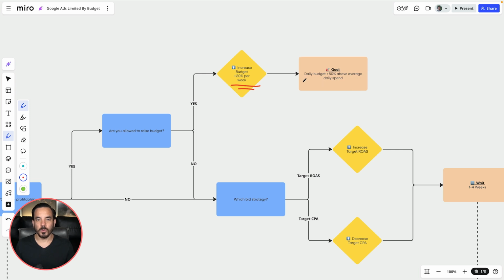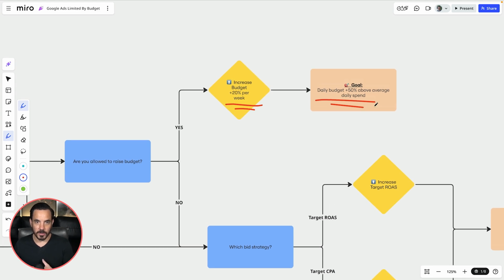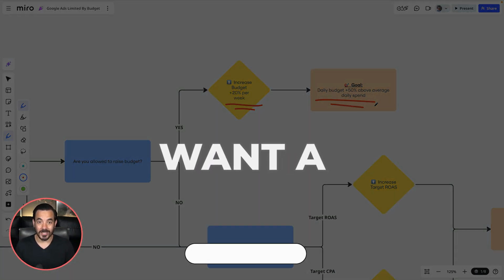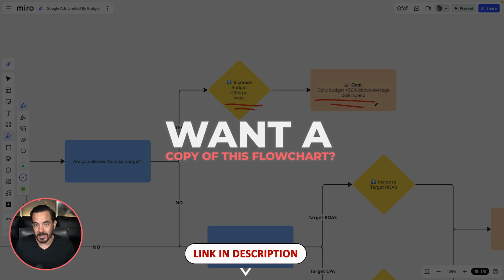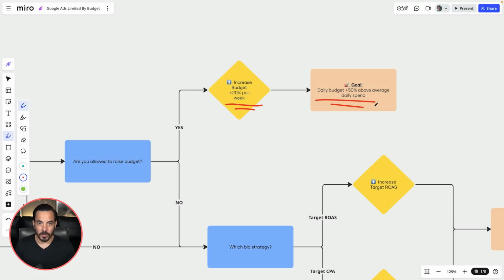You don't need to be worried about the budget raise causing results to go down because you're already using Target ROAS or Target CPA and the performance is already profitable. In this scenario, when you raise your budgets, what you can expect to happen is for the system to just spend more, grab more market share, get more conversions, all the while maintaining your already profitable ROAS or CPA.